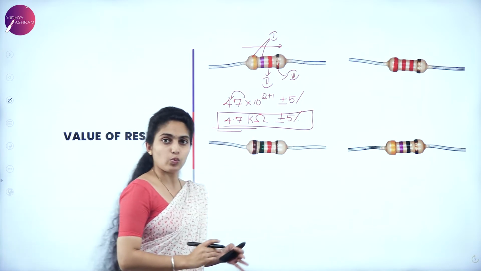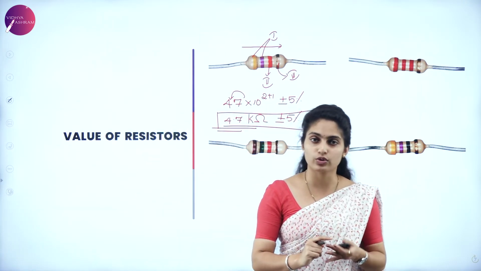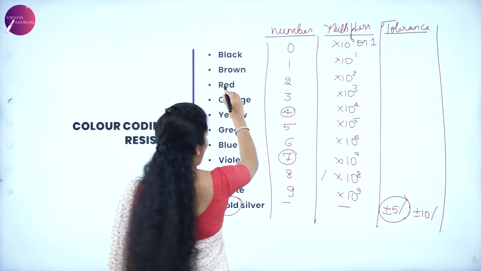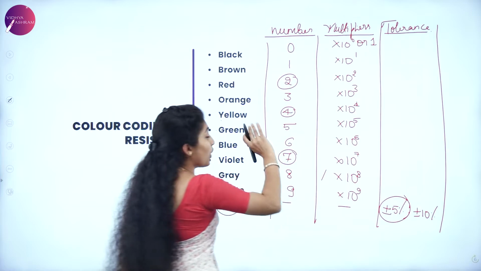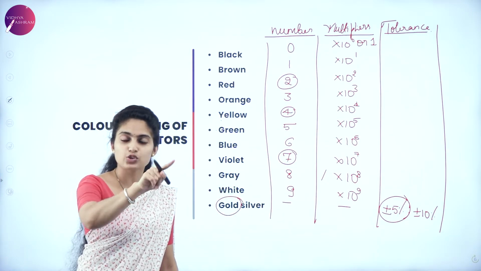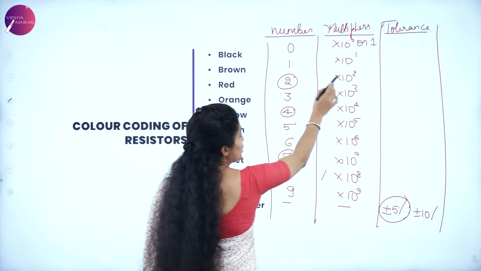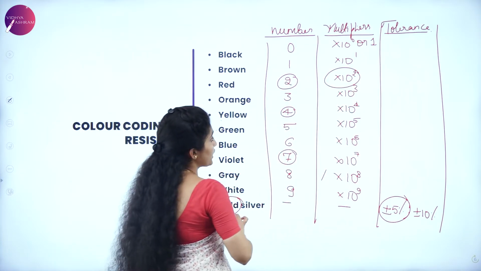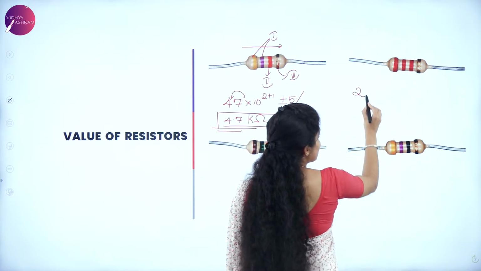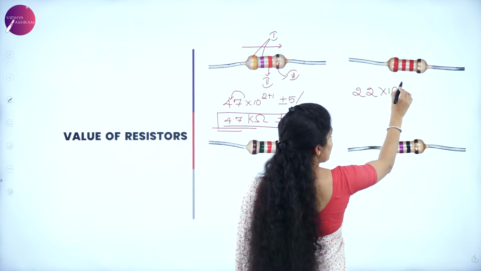Coming to the second one, it is red, red, red and gold. So for this we have, coming to the previous table, what is red? It is 2. You have all reds. All 3 values are red, and the last value is gold. So 2, 2, into 10 to the power of 2. For this red, it is 2. Again for this red, it is 2. Again for this red, it is into 10 to the power of 2.